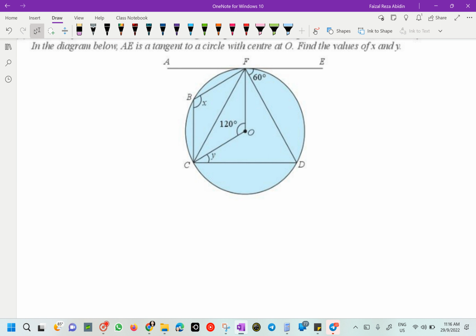So, first things first. We have 120 degree at our center there. So, 180 minus 120, then divided by 2. Why divided by 2? We are going to say about our OCF because we have so many things there, right?